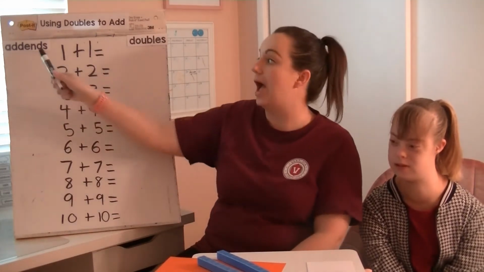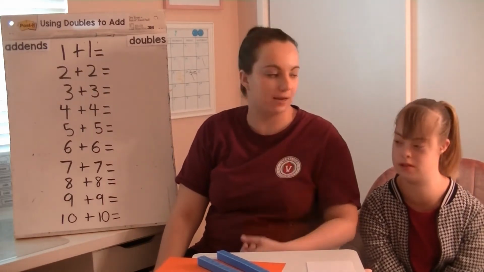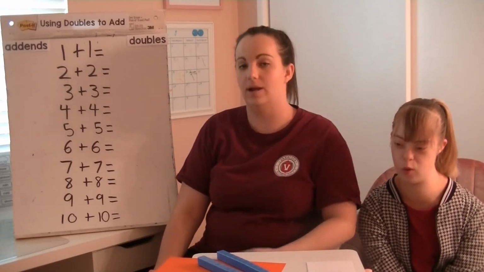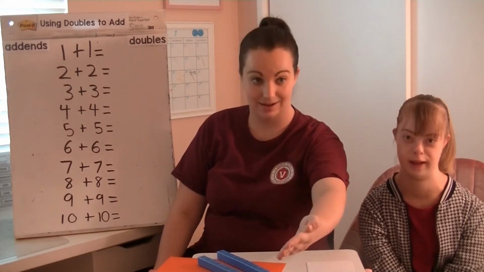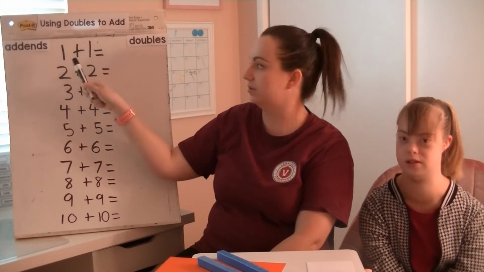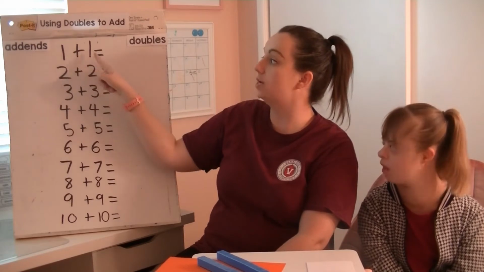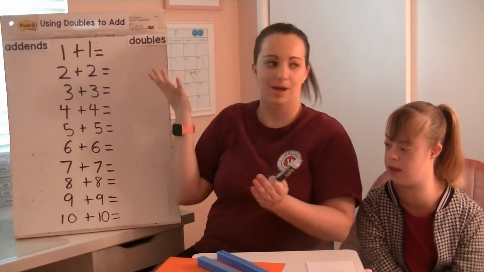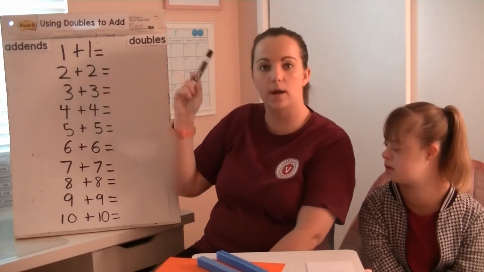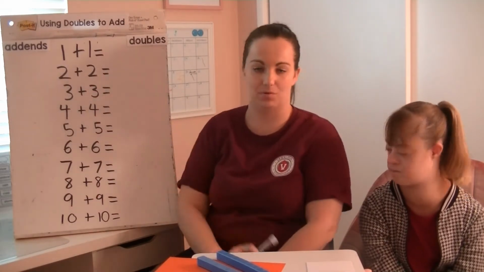When you're doing an addition problem, you have numbers that you are adding together. Those are called addends. If you're able to follow along with us, let's practice saying that word. We're all going to try to say addends. Ready? Addends. Good. Addends are the numbers you're adding together. Looking at this first problem, it says 1 plus 1 equals. The addends are 1 and 1, the numbers you're adding together.